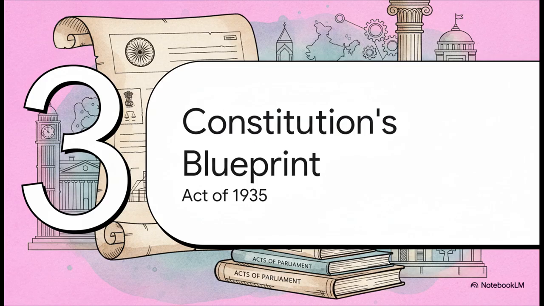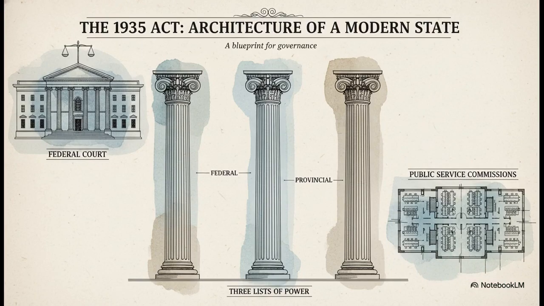And that brings us to what is arguably the most important piece of legislation before independence, the Government of India Act of 1935. This wasn't just another reform, folks. This was the actual blueprint for the Constitution of modern India. This act was a complete game changer. For starters, it threw diarchy in the trash, at least in the provinces. Indian ministers finally got provincial autonomy.